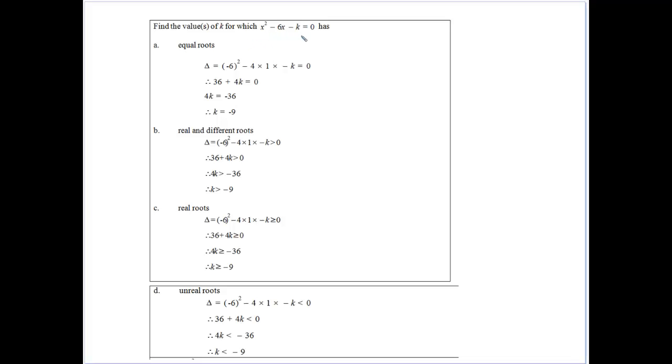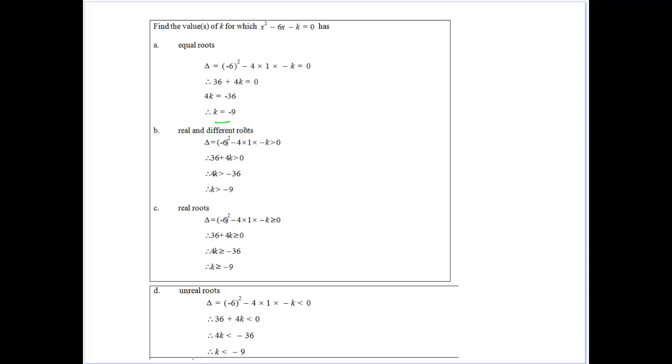So if this quadratic is going to have equal roots, what that means is that the discriminant will have to be equal to 0. So if we put our quadratic into the discriminant, we are able to solve for k here. We get 36 plus 4k is equal to 0, and we find out that k must be equal to minus 9. So there's only one value of k where this quadratic equation will have equal roots, because that must be the situation where our discriminant is equal to 0.